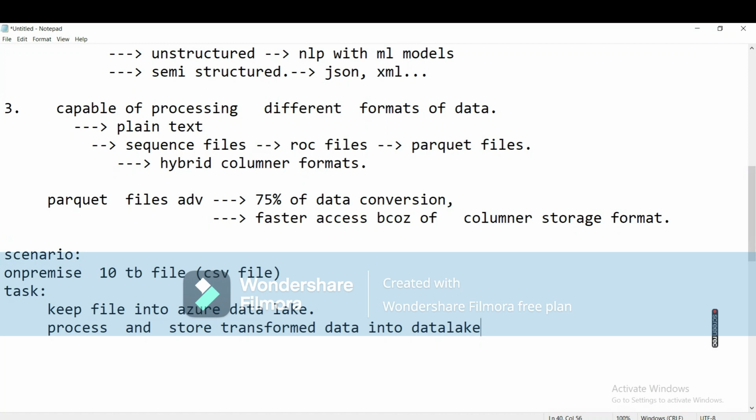Okay. Between them, ADF is my weapon. Now the processing time and storage cost, let's say $100.